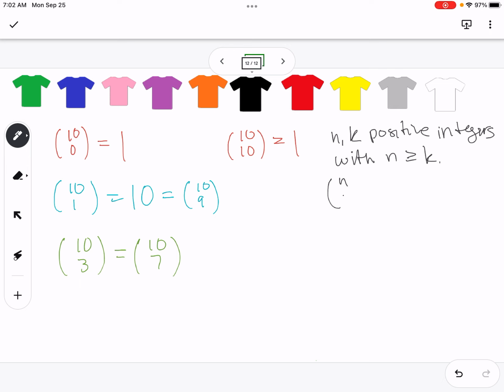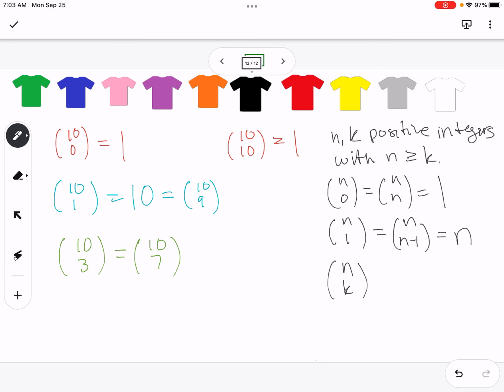there's n items. If I'm choosing none of them, or if I'm choosing all of them, there's only one way to do that. If there are n items and I am choosing one, or if I'm choosing all but one, there is exactly n ways to do that. I have n choices and I'm picking one. And then if I want to choose k items, I can either choose the k that I am taking with me, or I can choose the n minus k that stay at home. Those are the main ideas behind the binomial theorem.